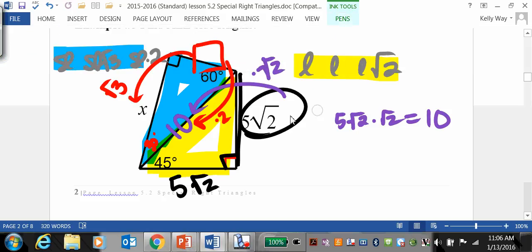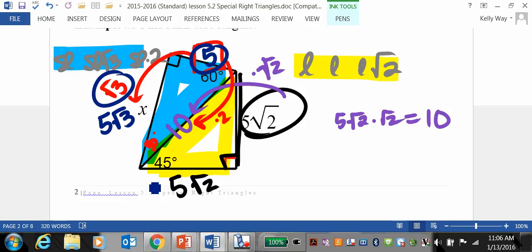Okay, guys. Out loud. What times 2 is 10? That's 5. This is 5 root 3. They don't communicate. They just sit right next to each other. Listen.